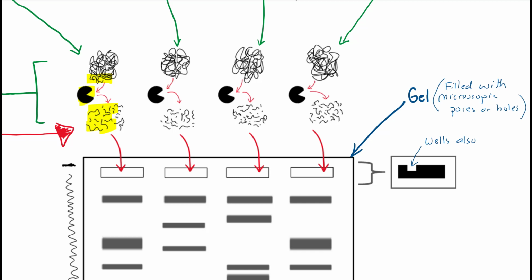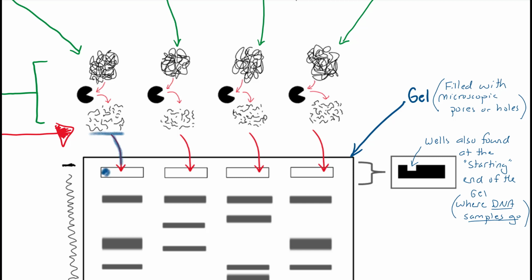Therefore, the gel is filled with microscopic pores or holes so the DNA can move through. At the beginning of this gel, or at one end, there are little wells. This is where those cut up DNA samples are going to be put. A little micropipette is used to squirt in the DNA. Suspect 1's DNA, 2's DNA, and 3's DNA are all put into these wells.